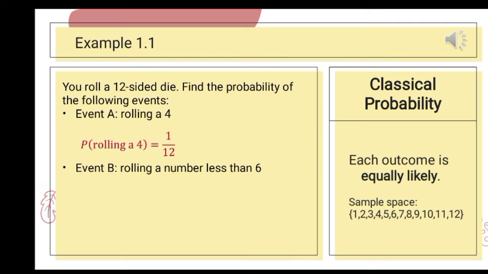Next is event B, rolling a number less than 6. As I've said earlier, the number of total outcomes would be 12, and the number of outcomes of event B would be 5 because there are 5 numbers less than 6, which are 1, 2, 3, 4, and 5. Therefore, the probability of rolling a number less than 6 is equal to 5 over 12.